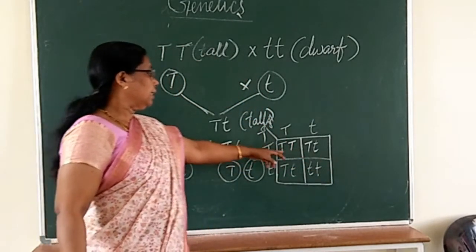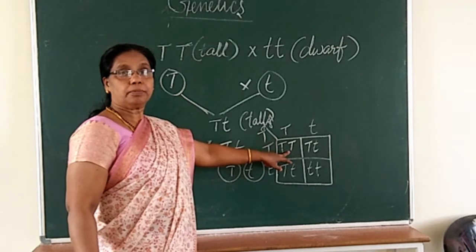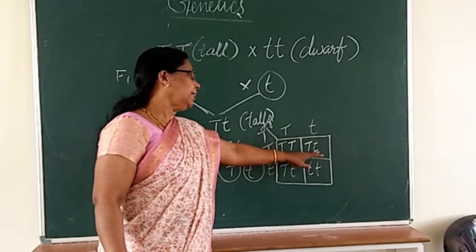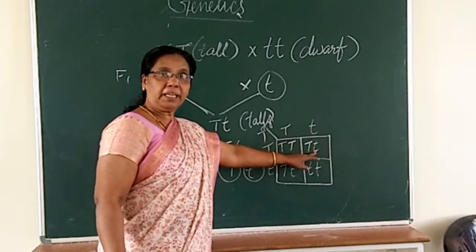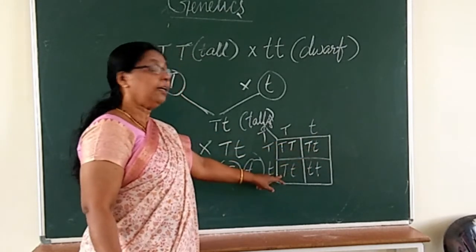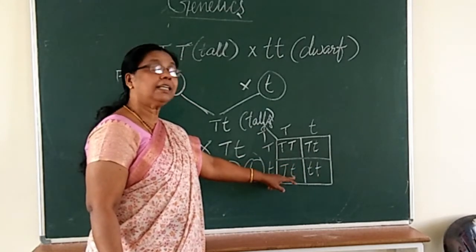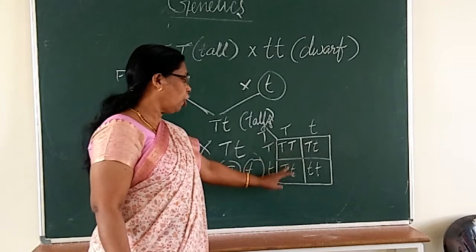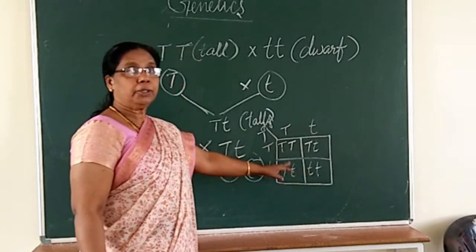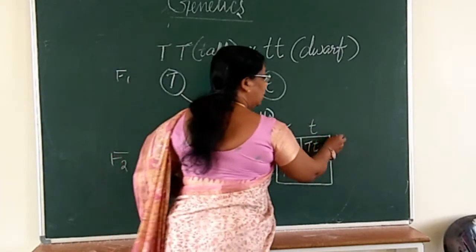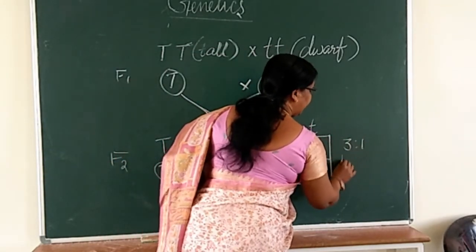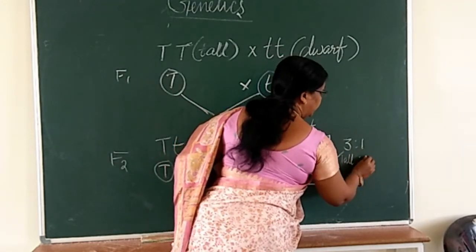Now tell me, what is the nature of this plant? Yes, it is tall. Though capital T and small t are present, capital T will dominate the recessive small t. So how does it appear? Yes, it's a tall plant. Here again you can see capital T and small t, this is a tall plant, and here small t, small t, this is a dwarf plant. So this phenotypic ratio, how we are seeing it externally, is 3:1. That is 3 tall to 1 dwarf.